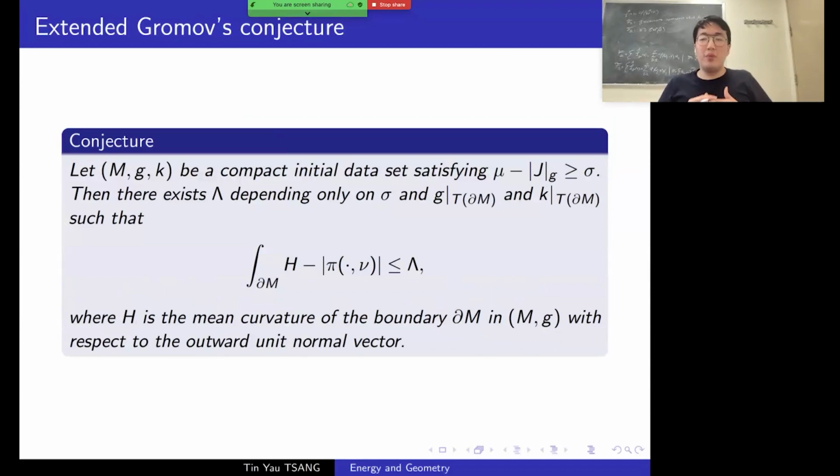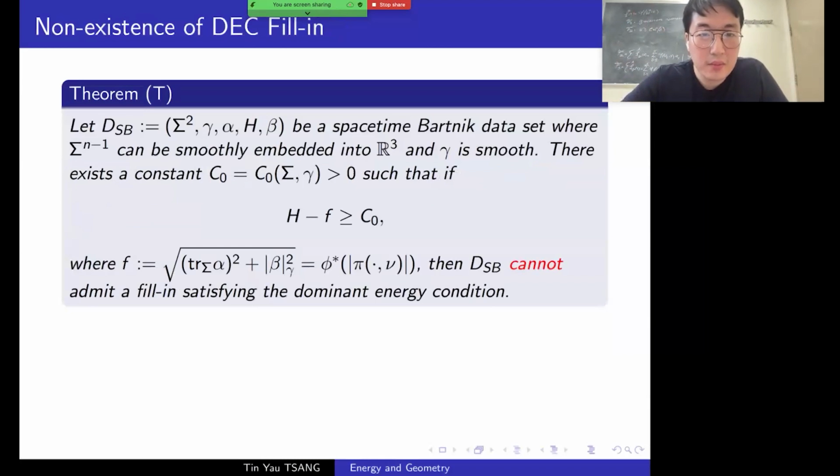Again, because of the Hamiltonian formulation, we may expect the following conjecture. Let (M, g, k) be a compact initial data set where the energy is bounded from below by some sigma. Then there should exist a constant such that the norm of the vector integral of H minus pi nu would be greater than or equal to lambda. And this is some of the partial solution. Of course, there's some variation in terms of the integral sense as well, but I just put one here for presentation simplicity.